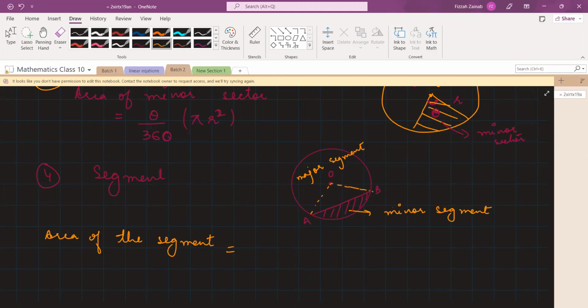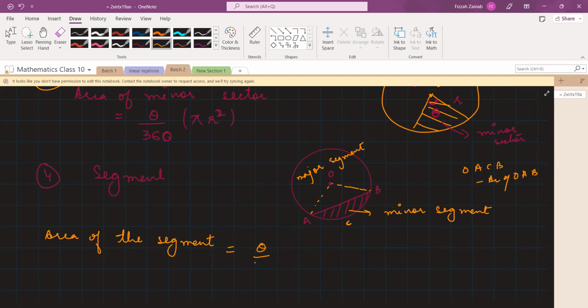Understand. So if I know the area of the sector, let me call an imaginary point C here. If I know the area of the sector OACB and subtract the area of triangle OAB, I'll get the area of the segment. Yes, so the formula is this only.